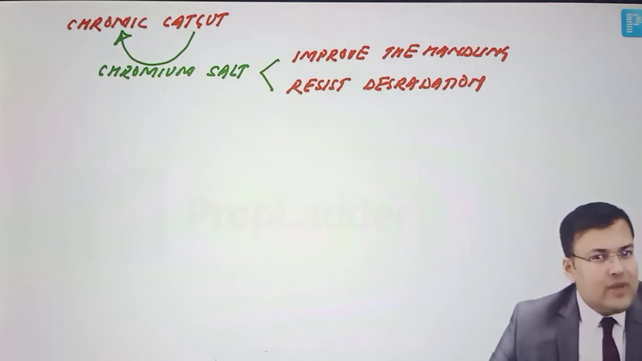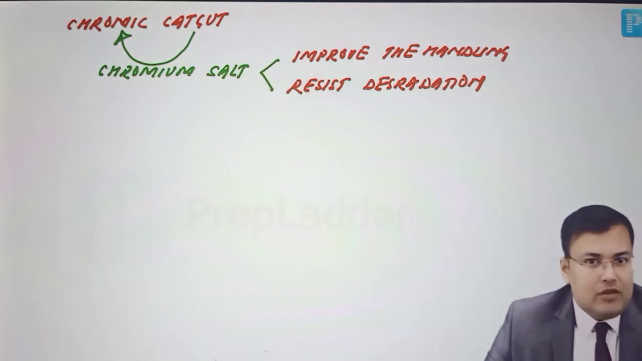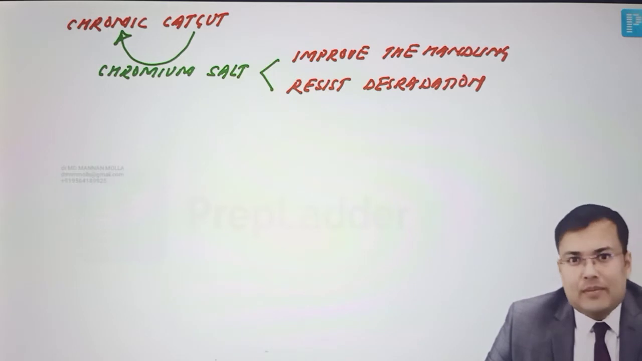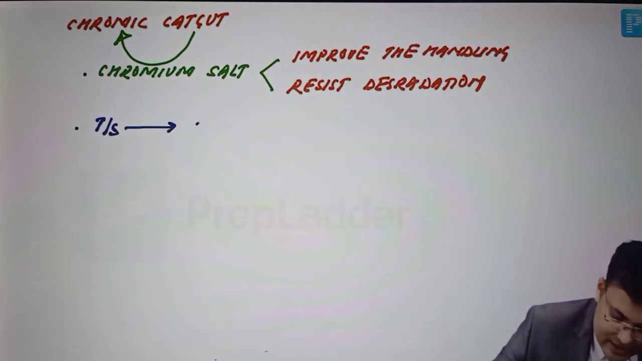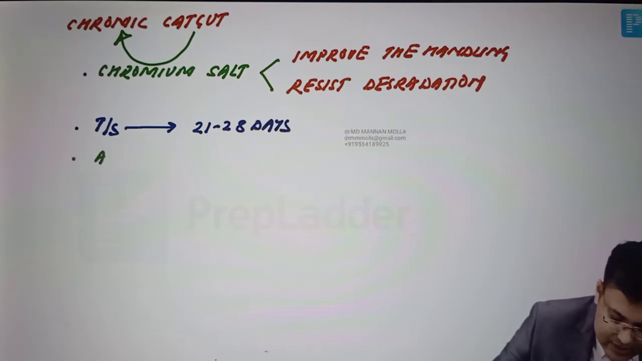Now, in how many days is tensile strength lost? It is 21 to 28 days, and the suture is absorbed in 60 to 90 days. So here, tensile strength is lost in 21 to 28 days, and the question which is asked, that the suture is absorbed, is in 60 to 90 days.